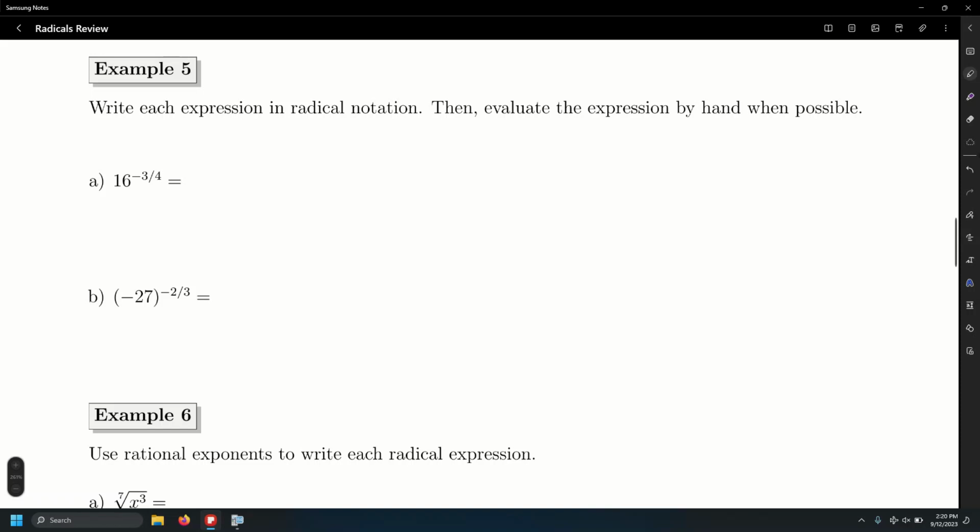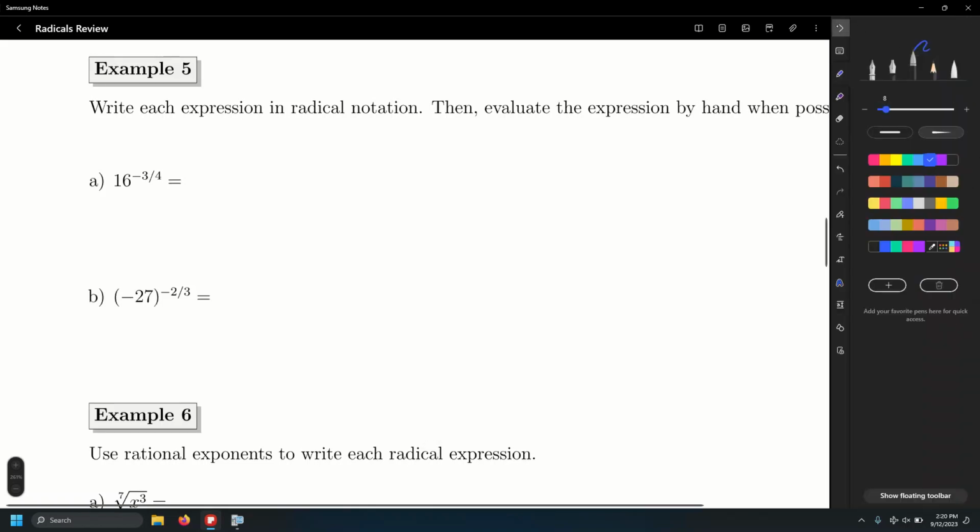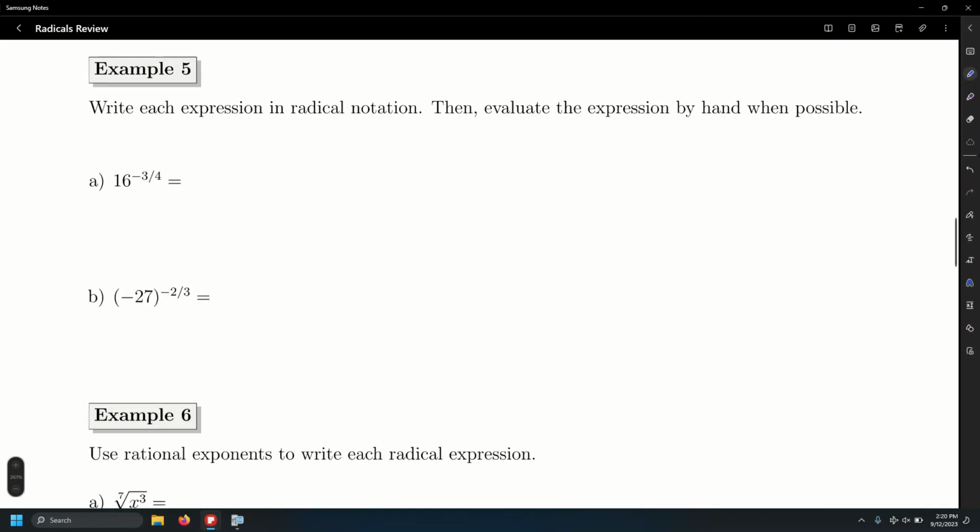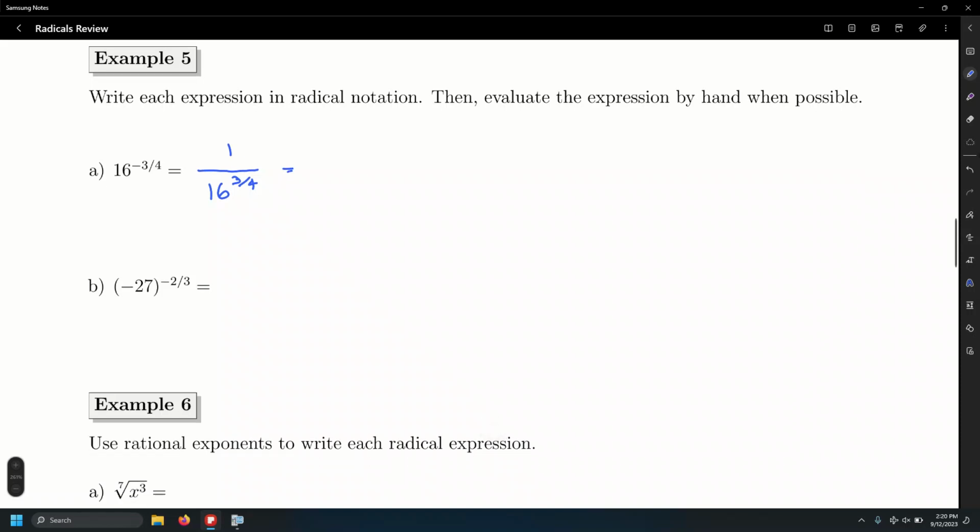All right, let's go ahead and do 16 to the negative 3/4. First of all, let's rewrite that negative exponent as a positive exponent by sending this quantity to the denominator. That is 1 over 16 to the 3/4. All right? And then we're going to use the same property as before, but now we're doing this in the denominator. That'll be 1 over the 4th root of 16 to the 3rd power.